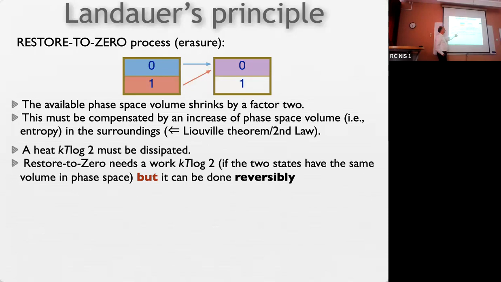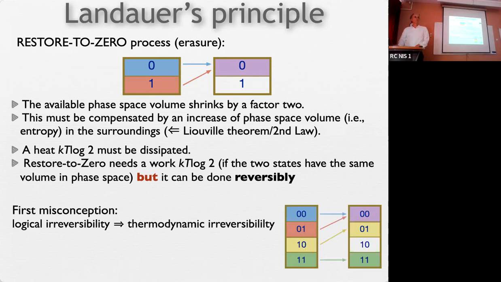There is some confusion because people think that the process is irreversible. No, the process is not irreversible; it is reversible in physical terms, so the entropy of the universe doesn't change. Precisely what you do is compensate the decrease of entropy due to the shrinking of the phase space by creating entropy in the bath.